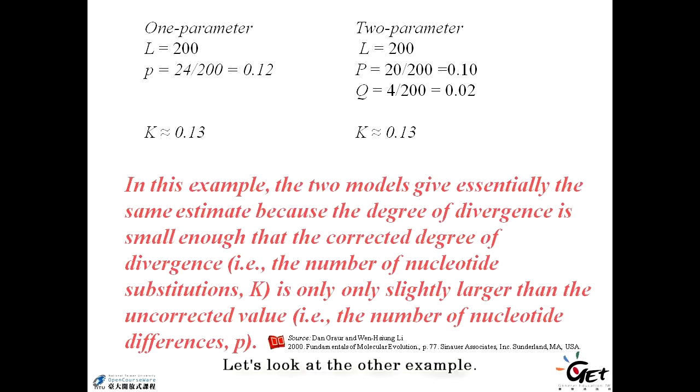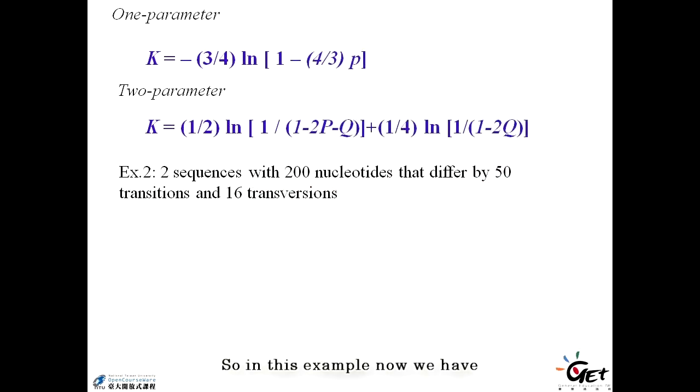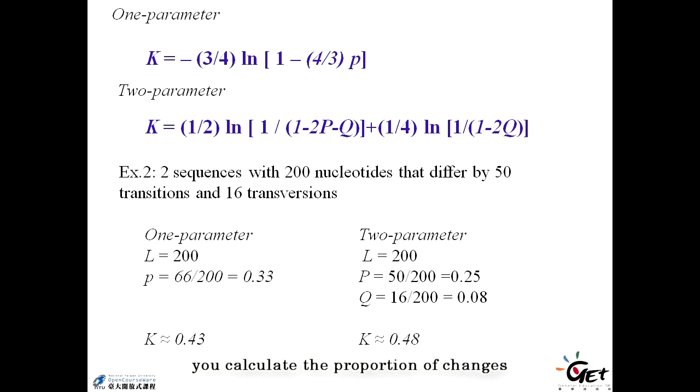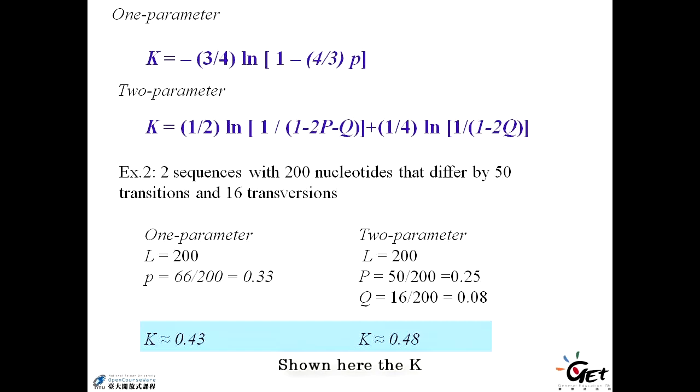Let's look at the other example. In this example we now have 50 transitions and 16 transversions. The same thing: you calculate the proportion of changes for each class, then you calculate the K value. Here, K using the 1-parameter model is 0.43. And the other way, calculated by the 2-parameter model, we get 0.48.